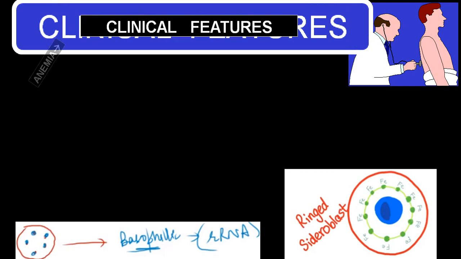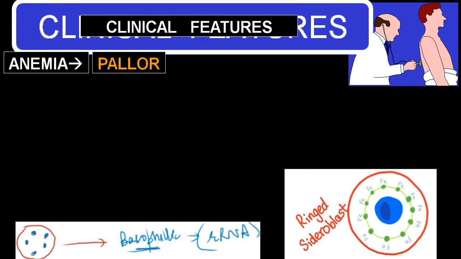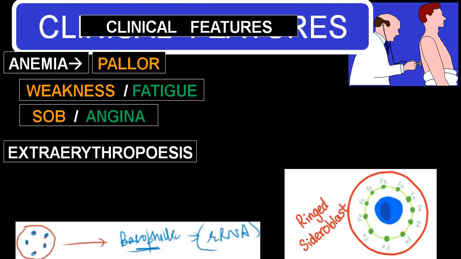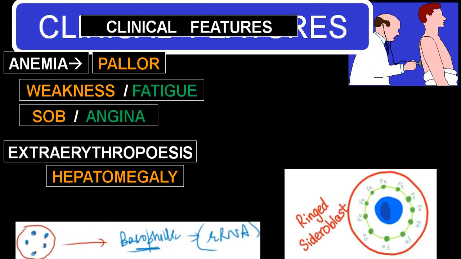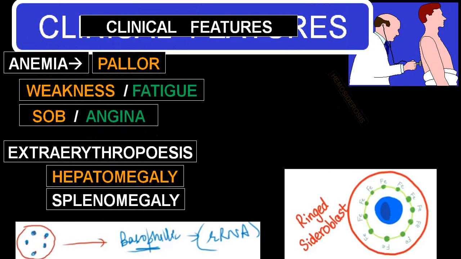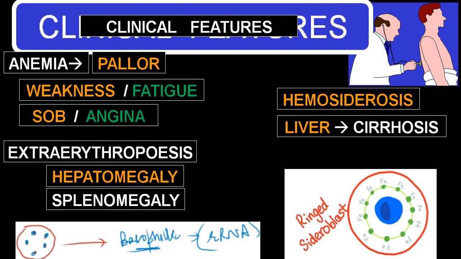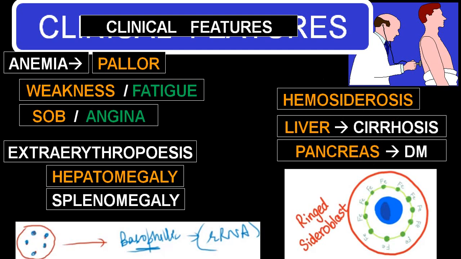As far as the clinical picture is concerned, anemia will be there: pallor, weakness, fatigue, SOB, angina. Because of extramedullary erythropoiesis, hepatosplenomegaly. And because of hemosiderosis, the liver will give rise to cirrhosis, and the pancreas will give rise to diabetes mellitus.